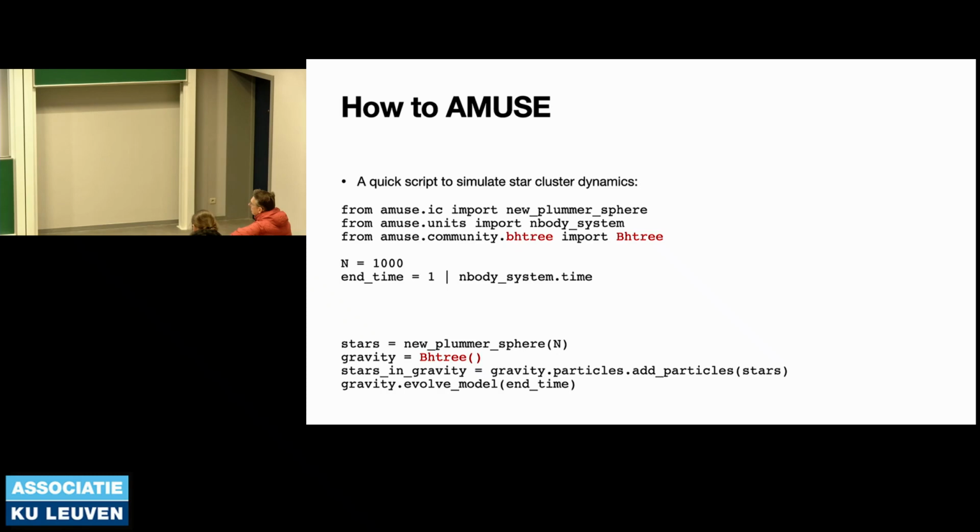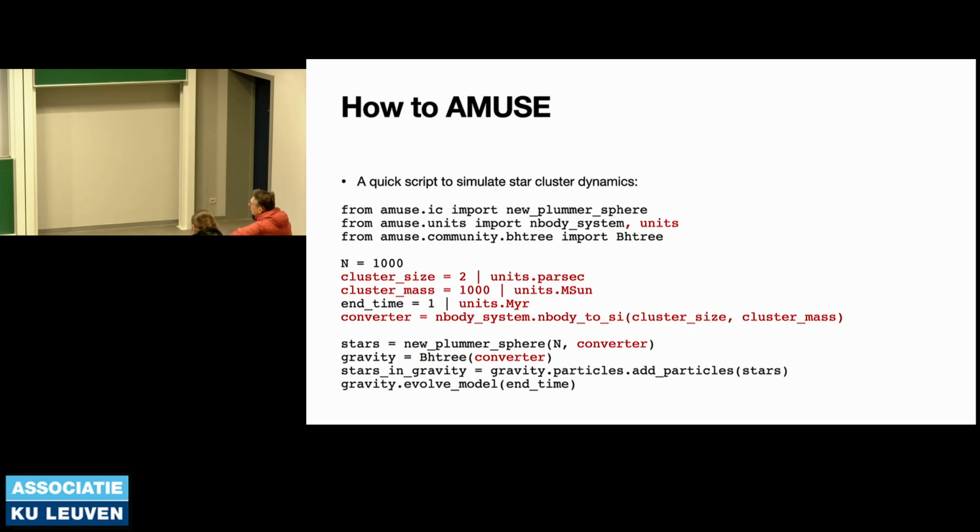Now, if I want to scale this to physical units, so here I've been using code units, then this is what I need to change. So I also import units, which is a package that contains physical units like kilograms and meters and solar masses, etc. And then I say, okay, this cluster has a fixed size and a fixed mass, and it is evolving for 1 Myr instead of 1 time unit. And then the rest works exactly the same still.